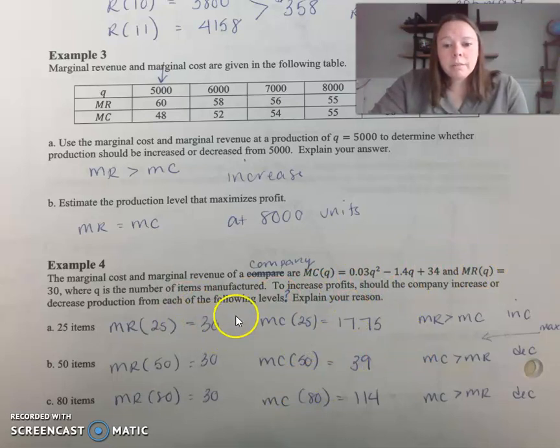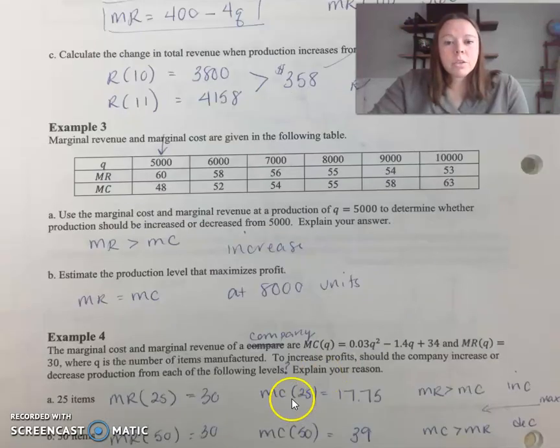So at 25, you can easily see marginal revenue is greater than marginal cost, increase production. At 50, now your marginal cost is greater than your marginal revenue, you would say decrease production. Then at 80, now your marginal cost is a lot higher than your marginal revenue, so yes, decrease. But here you can see somewhere within this region, when we were saying increase, and then you switch to decrease, you're maximizing your profits somewhere between 25 and 50 items.